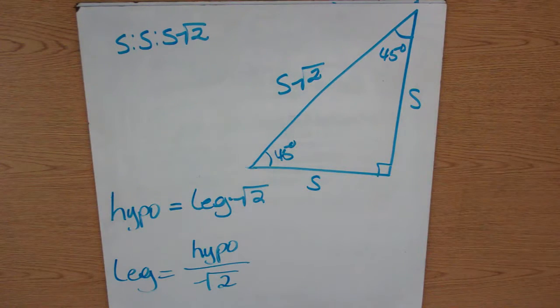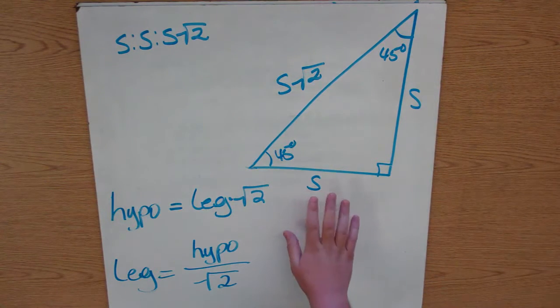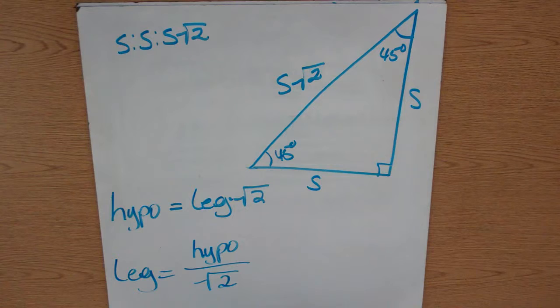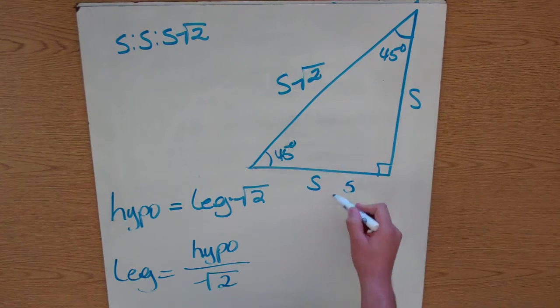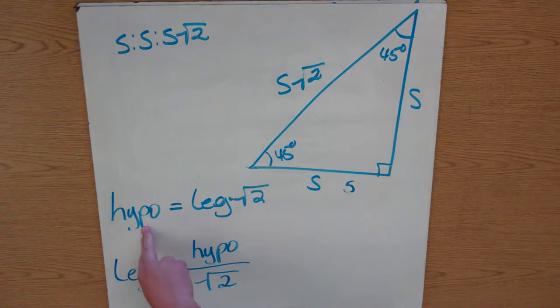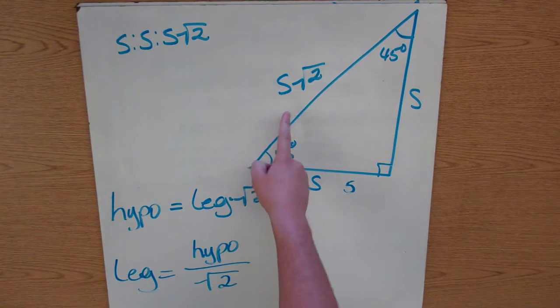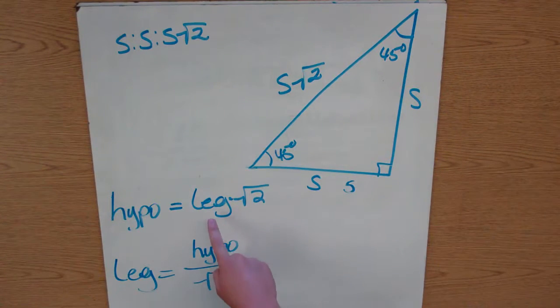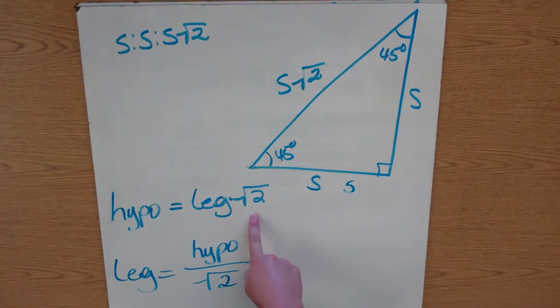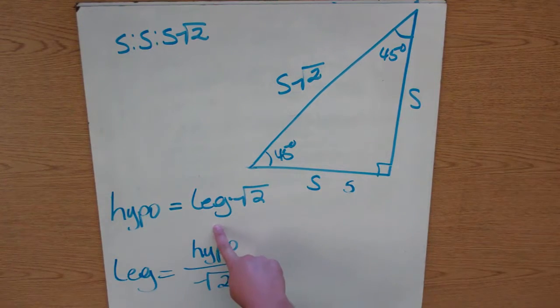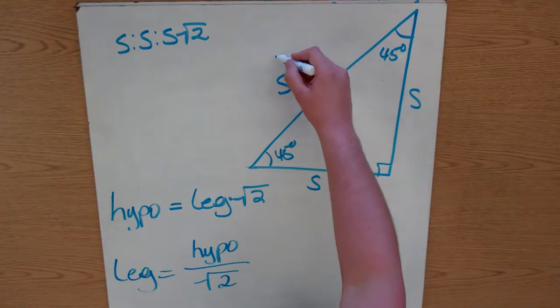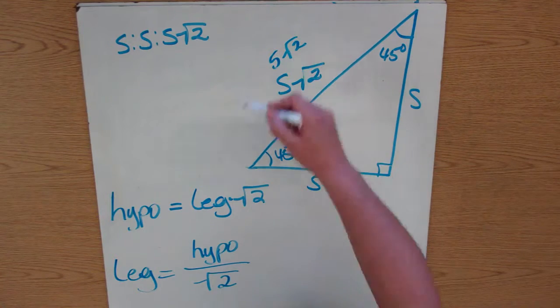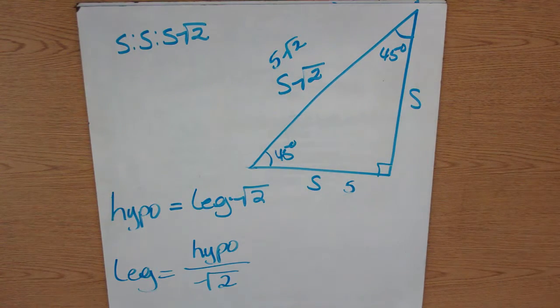You might say, well, how can we do that? Say we knew what this leg was. Say this leg was 5. To get the hypotenuse, which of course is the side opposite the 90, we just take a leg multiplied by the square root of 2. So our leg is 5, times the square root of 2. That means our hypotenuse here would be 5 times the square root of 2.